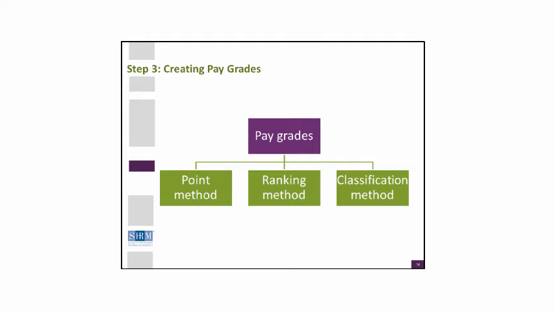And what does that mean? Well, we can create pay grades based on a range of points that could be associated with the jobs that we've established. And then again, we can rank those jobs, and within that establish grades that will be associated with those rankings. And then classification method is essentially acknowledging the fact that we've got pay grades and they've already been created for us.